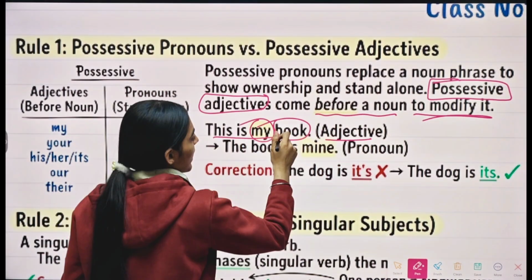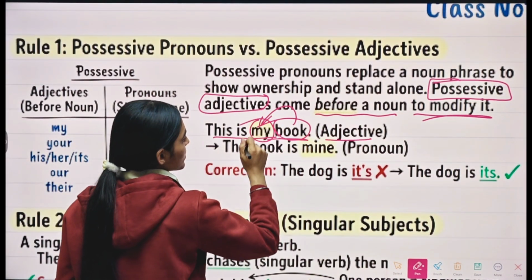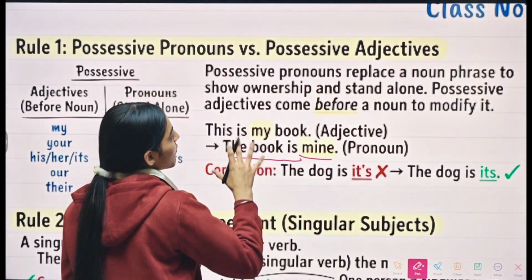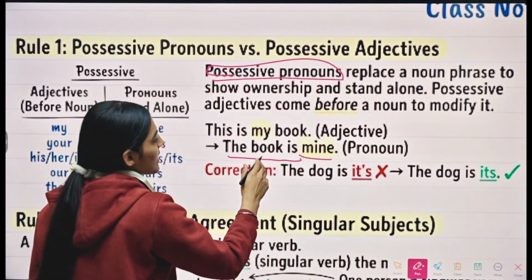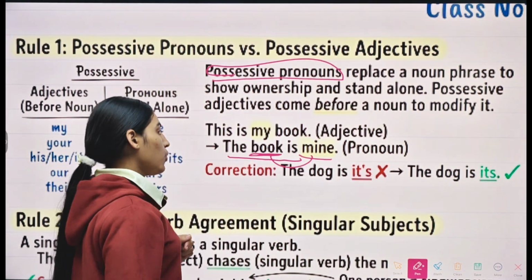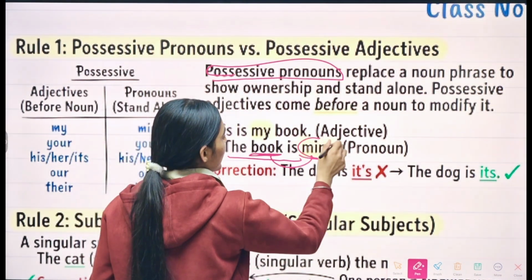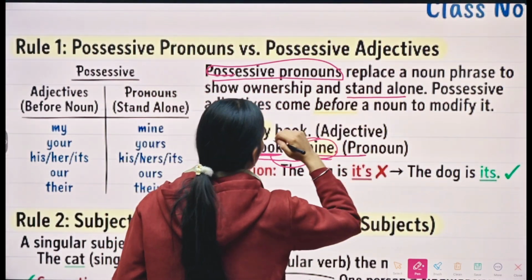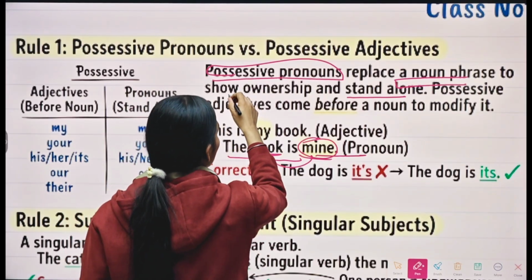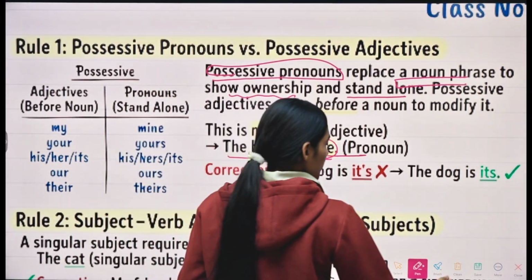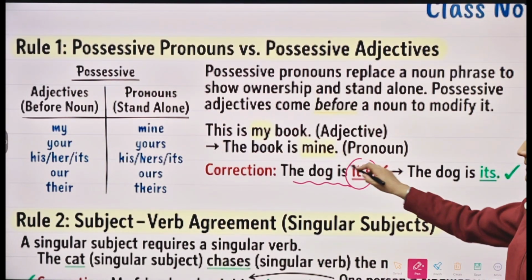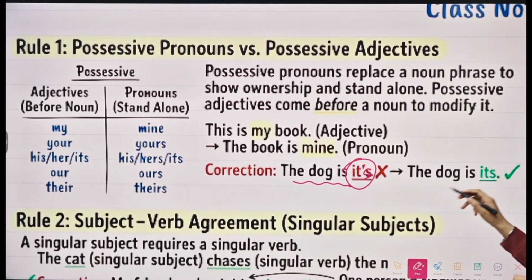This is my book. So here we have a noun and before that we have used this possessive adjective. Then we have the book is mine. So when we use the possessive pronoun in a sentence, it has not been used along with the noun book. And also we can see mine, the possessive pronoun stands alone and they replace a noun phrase. They show ownership. All right. Now let's see the second one that we have. The dog is its. Instead of using apostrophe its, we will use its.